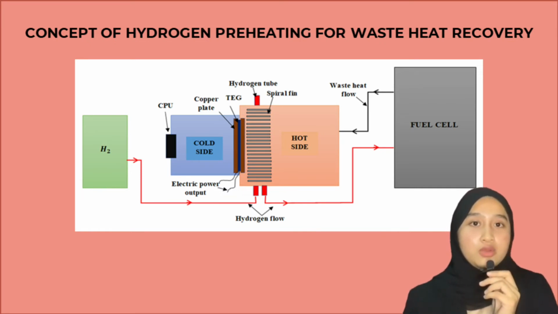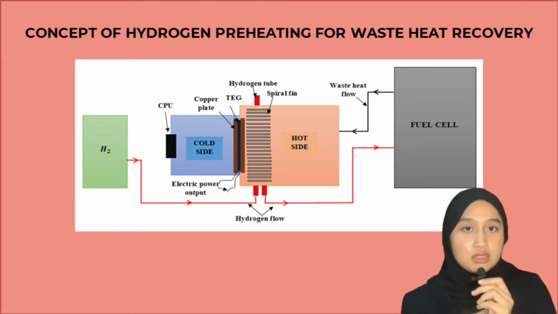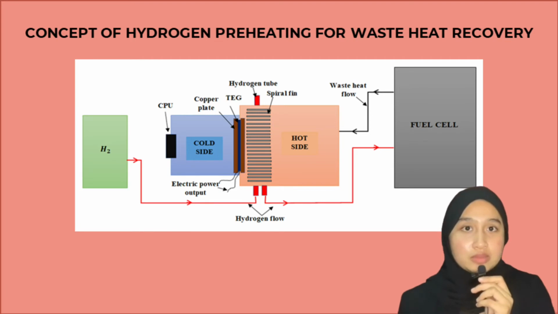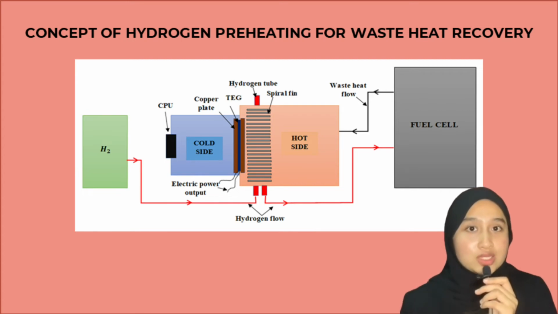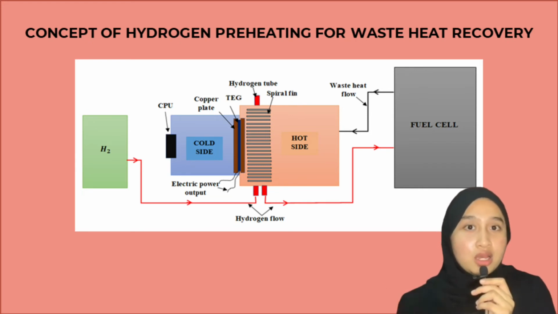The components that will be used are acrylic boards for the hot and cold casing, CPU, copper plate, TEG, tube and insulator, and lastly, spiral fin. The concept for hydrogen preheating for waste heat recovery was developed to have two functions in one system, which is to produce electrical power from TEG and at the same time to preheat the hydrogen gas at 10 degrees Celsius.